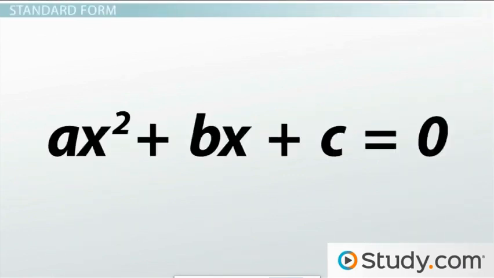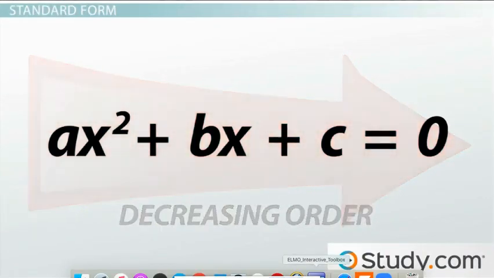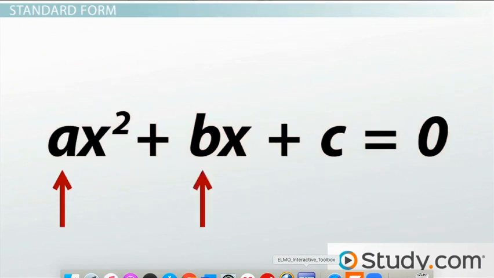In order to use the quadratic formula, the quadratic equation must be in standard form. What does this mean? It means that your equation must be written in decreasing order, starting with the term with the largest exponent, and then going down based on the exponent. So your quadratic equation written in standard form will look like this, where a, b, and c are your values.